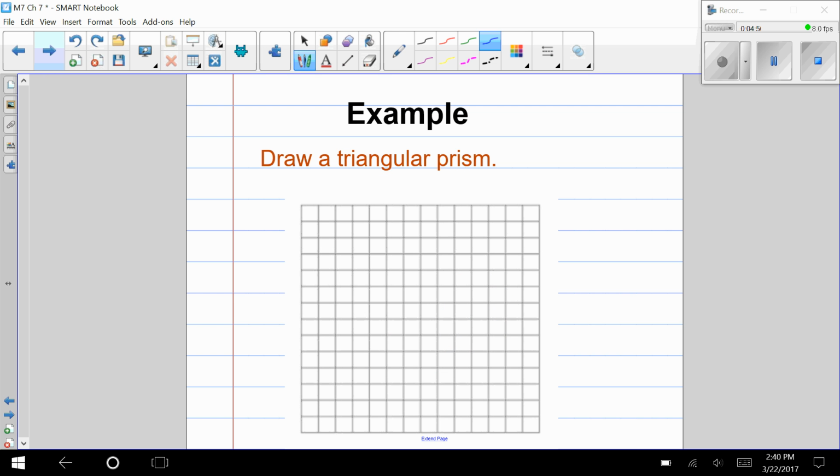Try this one on your own. Draw a triangular prism. All right, to do this one, we start off with a triangle. I connect one of the points to somewhere in the back. I draw the same triangle again. And I connect all the corners. And there's my triangular prism.